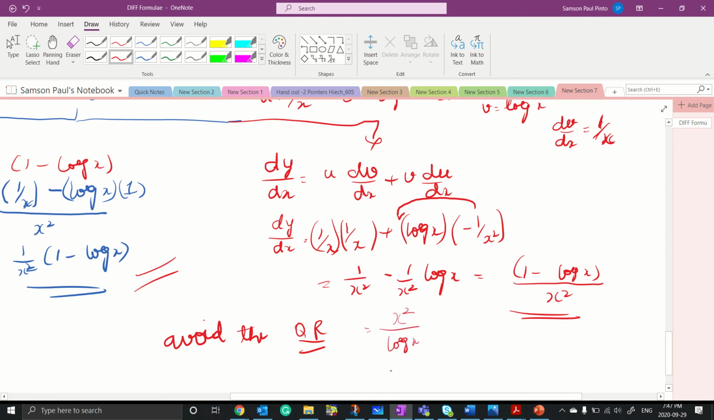Okay, in the future we will discuss something called the chain rule, and then what you can do is express this as x square into log x to the power minus 1 and solve this in terms of uv. Okay, in terms of product rule you can still solve this, even if there are complex functions, let us say cos x, sine inverse x, and all those things. Okay, for now this is it.